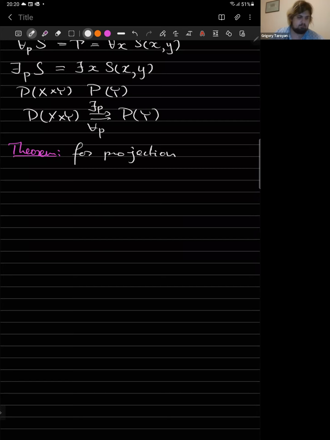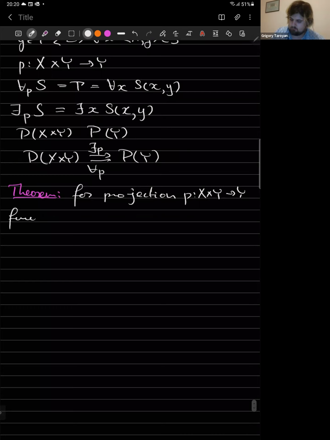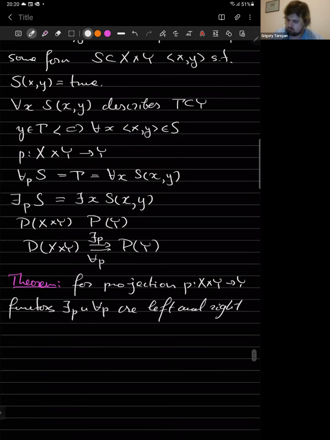For projection from X times Y to Y, functors p star and for any sub p, for any p, form left and right joined, pre-image functor.